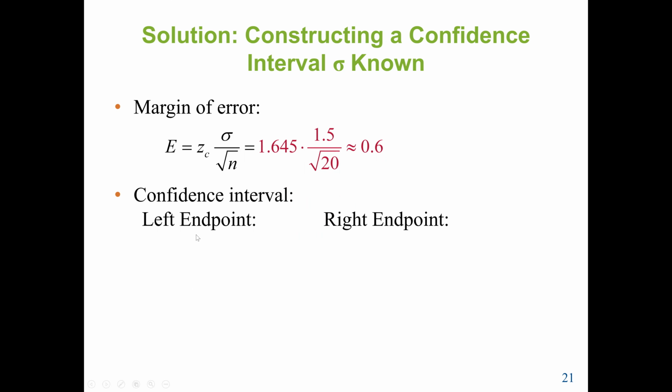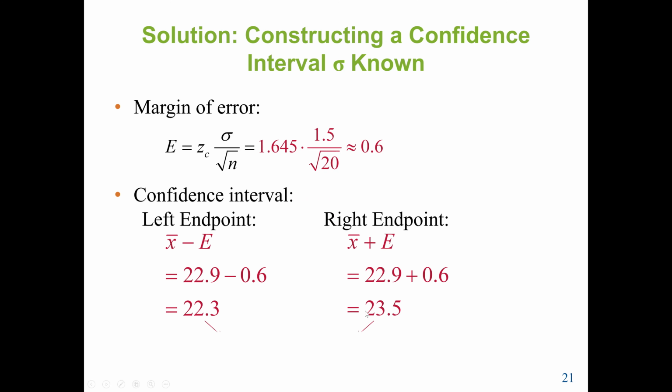So for the confidence interval, we need the left endpoint and the right endpoint. The left endpoint will be 0.6 below the center, and to the right it will be 0.6 above. In this case, we are talking about the mean. So x bar minus E is 22.3, which is the leftmost value, and x bar plus E is 23.5. So this means our interval here will be 22.3 to 23.5.